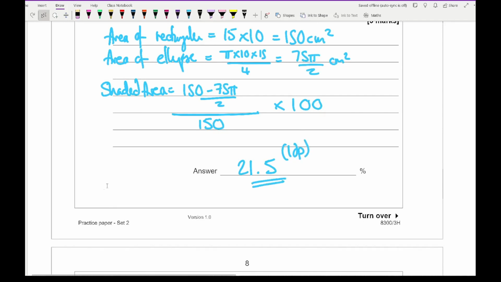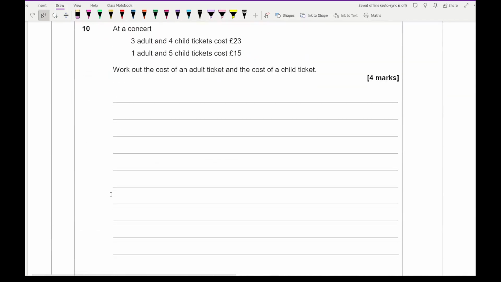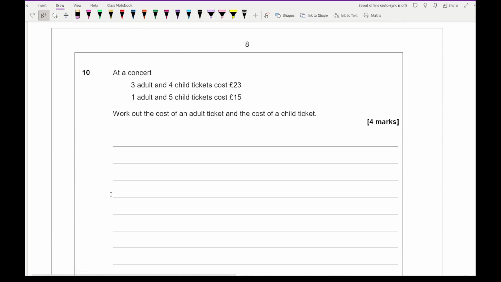Then looking at question 10, it says that at a concert, 3 adult and 4 child tickets cost £23. 1 adult and 5 child tickets cost £15. Work out the cost of an adult ticket and the cost of a child ticket. So this is basically simultaneous equations. So what we want to do first is write the equation using algebra. So I've got 3a plus 4c equals 23 and a plus 5c equals 15.